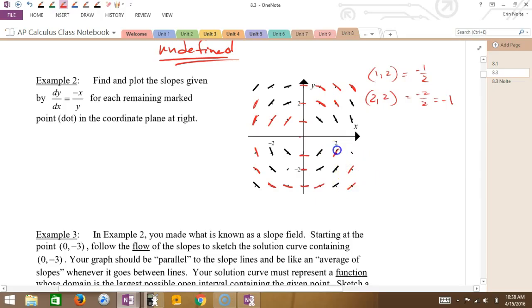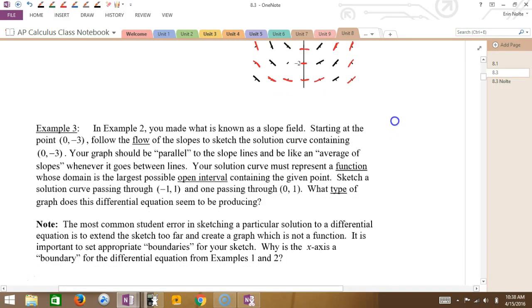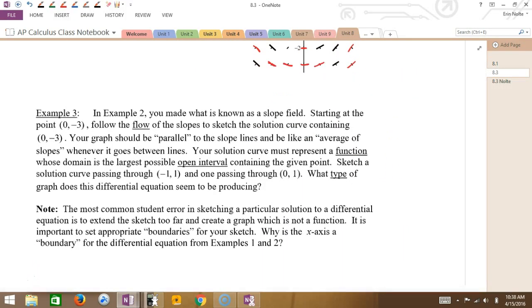Pretty much the same thing, just like the zero side. Exactly, right. So what does it kind of look like this is creating? It kind of looks like a circle, right? You see how that slope field generates a circle? Now I'm going to read you the definition of how you draw a function within a slope field.